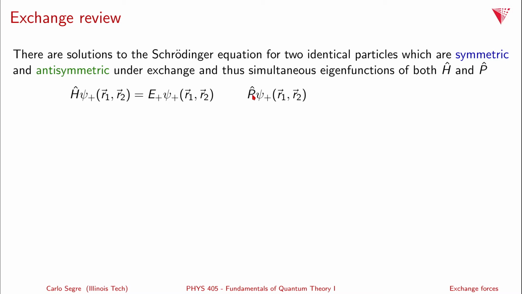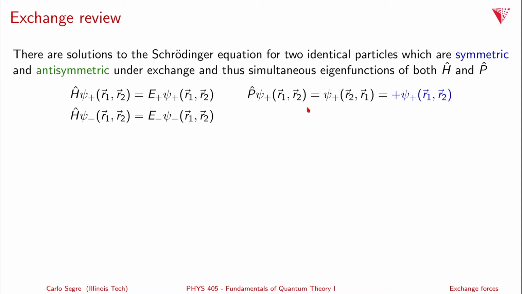While when we apply the exchange operator to psi plus of R1, R2, we get psi plus of R2, R1. So we exchange R2 and R1 coordinates. Every coordinate's exchanged. And because it's symmetric, this is equal to plus psi plus of R1, R2. So the exchanged function is equal to the original function.